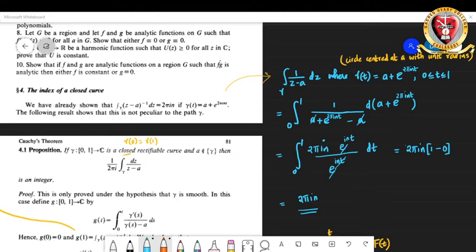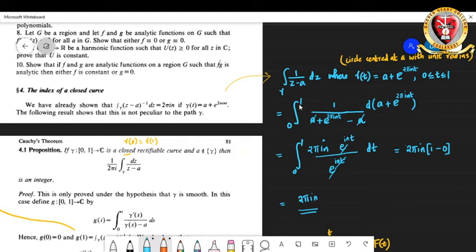In this video lecture, we are dealing with section 4 of this chapter, which is the index of a closed curve. As an earlier exercise, we have proved that the integral over gamma of 1 by z minus a dz, where gamma of t is equal to a plus e raised to 2 pi i n t, where t is varying from 0 to 1, is equal to 2 pi i n.